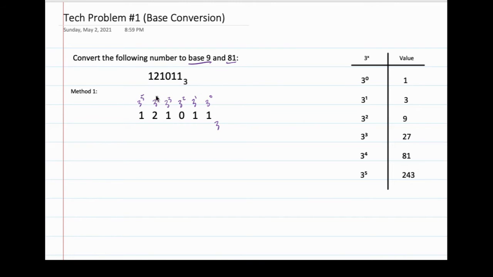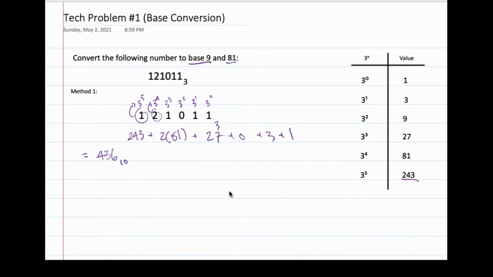So after you finish labeling these, you can just multiply each number by the value above it, and that'll give you 3 to the power of 5, 243, and so on. We're going to add this to 2 times 81, plus 3 times 27, plus 0, plus 3, plus 1. And all this is just going to add up to 436, which is going to be our number in base 10.